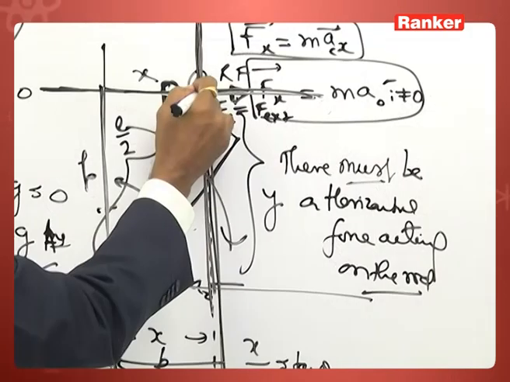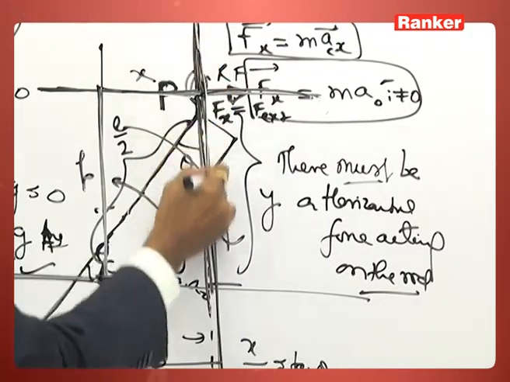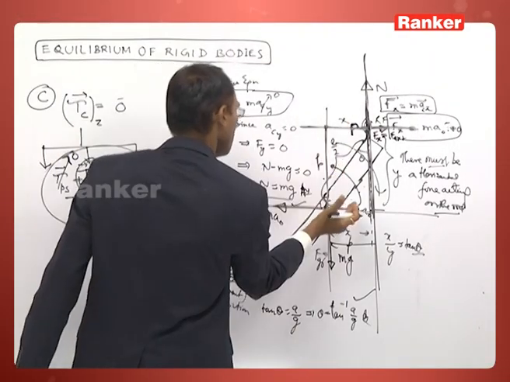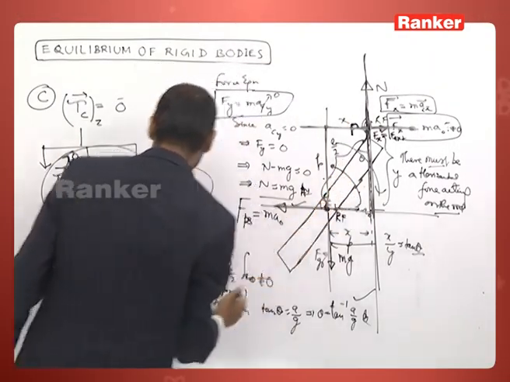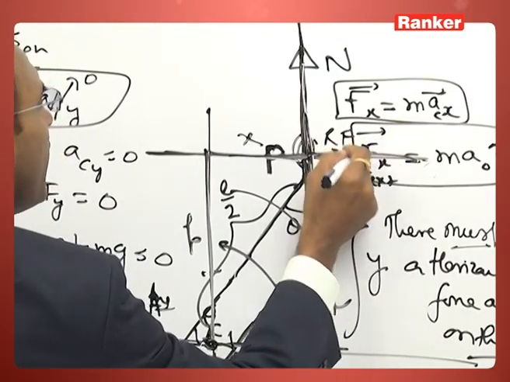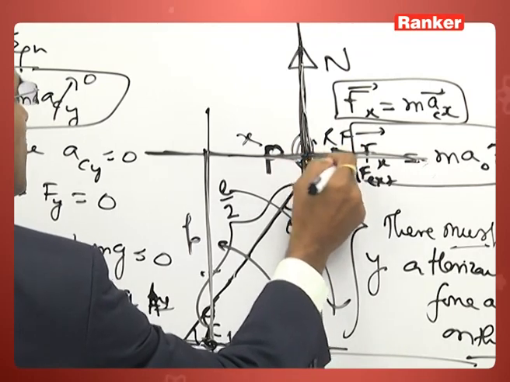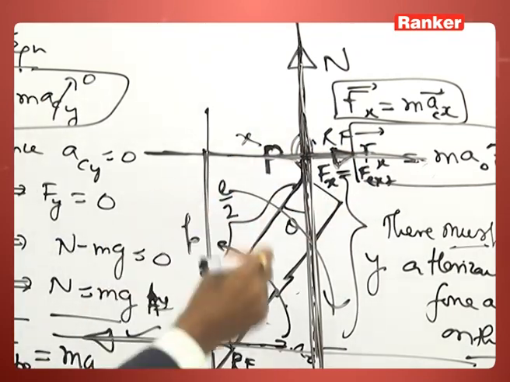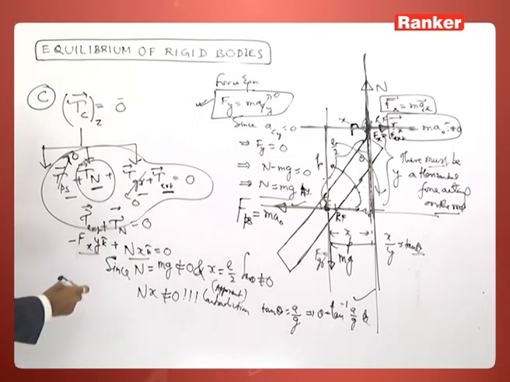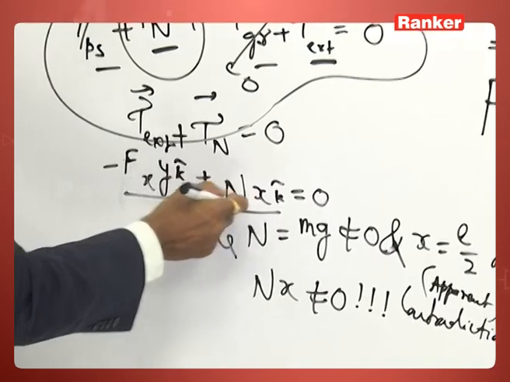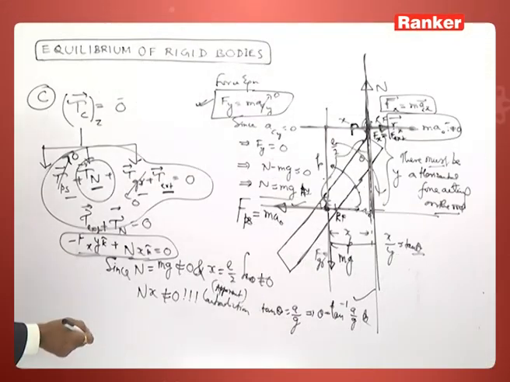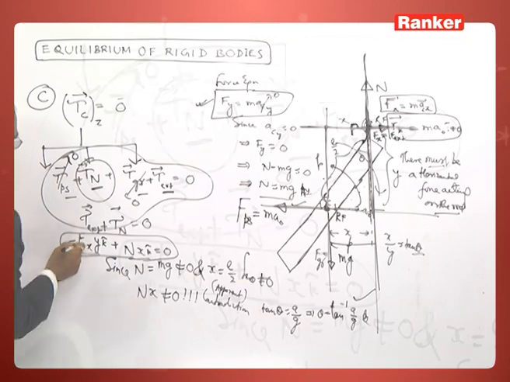The torque produced by the normal reaction is equal to N into x. Which direction? The normal reaction will tend to rotate the rod in the anticlockwise sense, or positive k cap direction, and the horizontal force is tending to rotate the rod in the clockwise direction with a torque equal to Fx into y, and the summation must be 0. It is quite feasible and understandable, and physically it is possible.